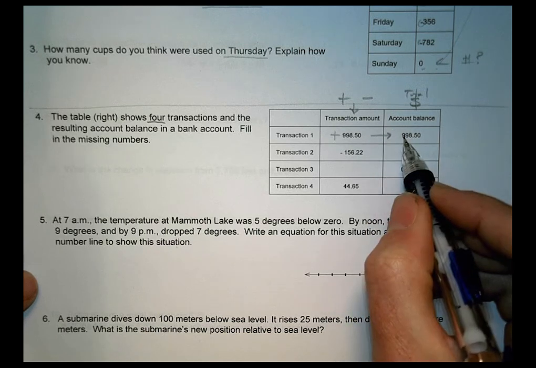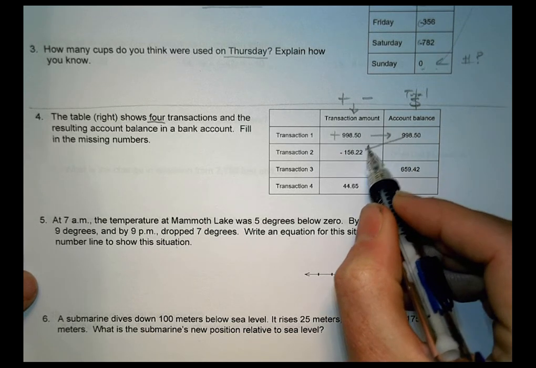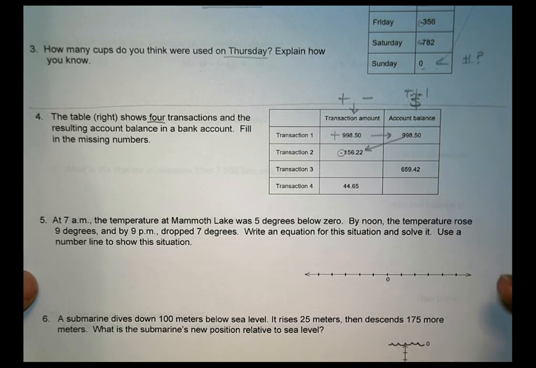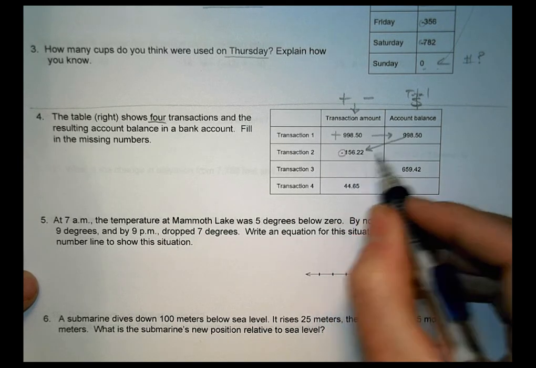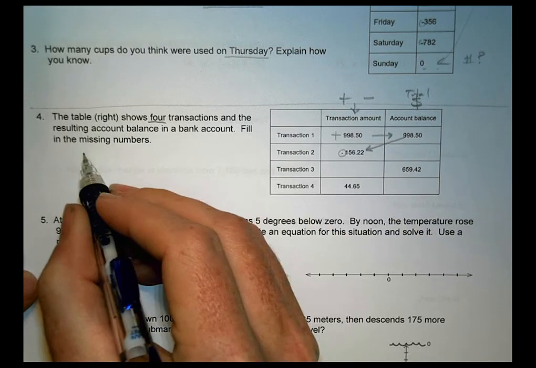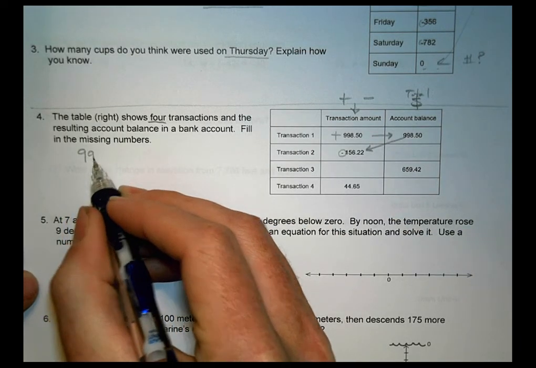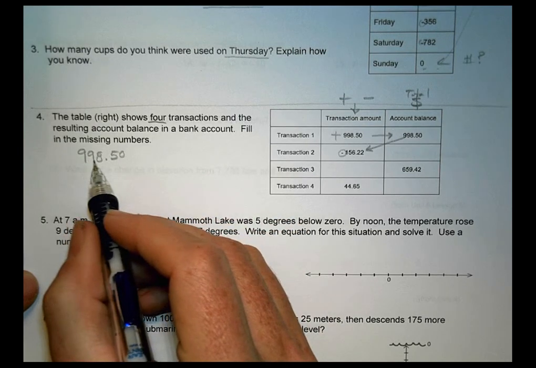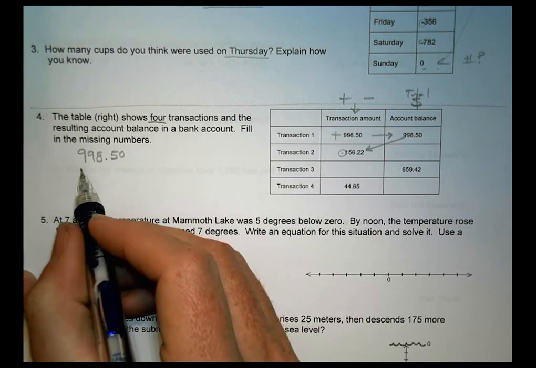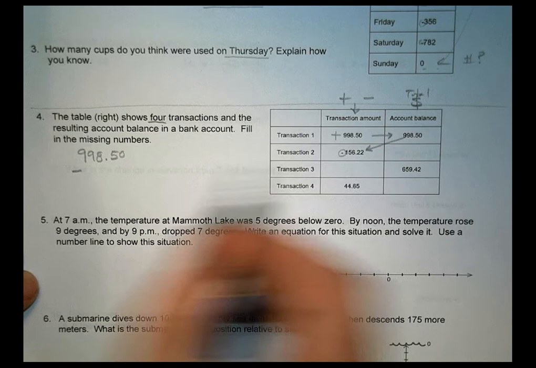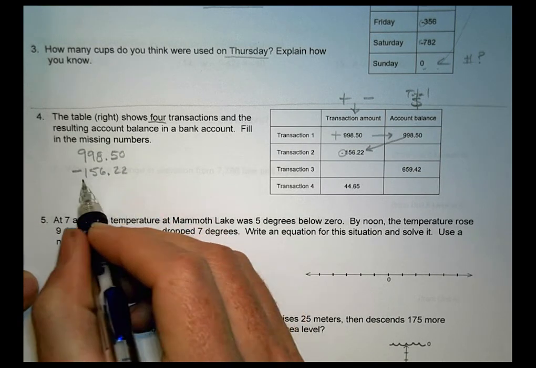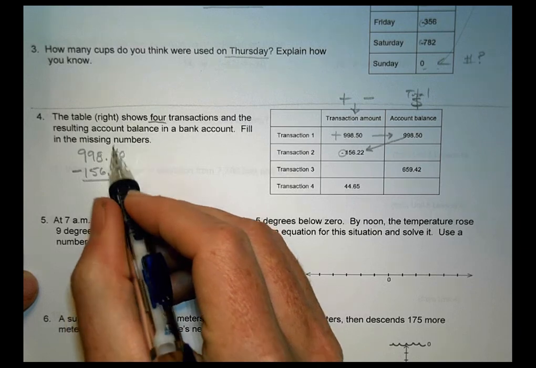So I start here, and then the next transaction is going to be right here, and it says we are going to take out, because it's a negative there, $156 from our balance. So what I'll do is make a little subtraction problem over here. I have the $998 that I have in my balance, and I have a transaction where I'm spending $156.22. So then we'll just work out that problem.